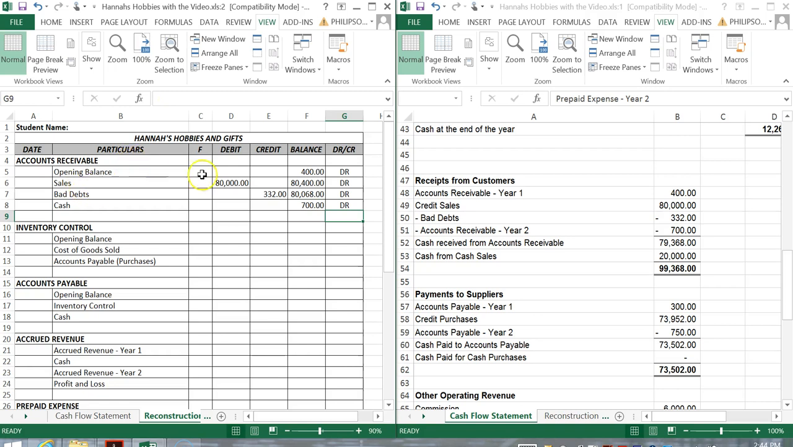So in order to get from this figure to this figure, quite a large credit amount, we're going to need to use this credit box here. So equals 80,000 minus 700, enter, gives us our 79,368 that we've got over here.